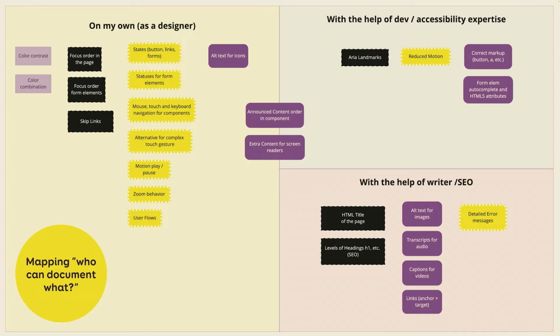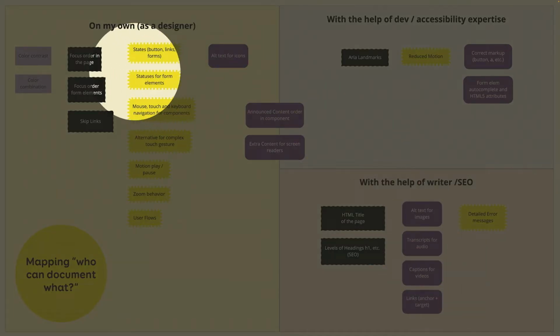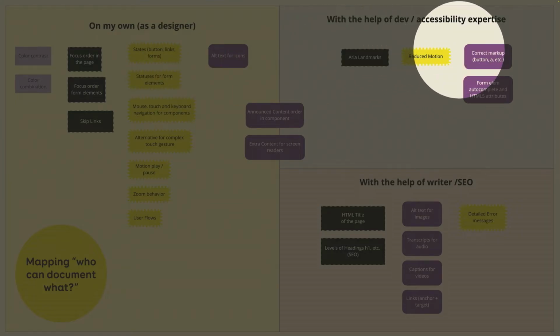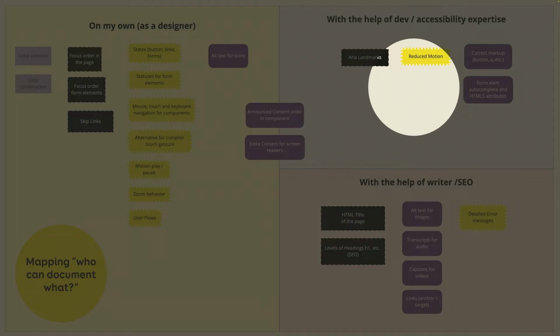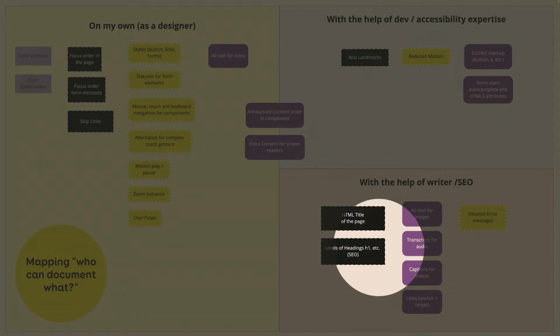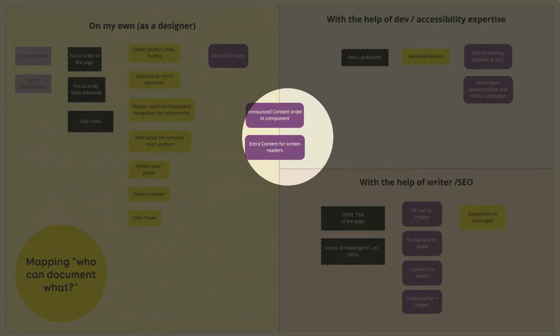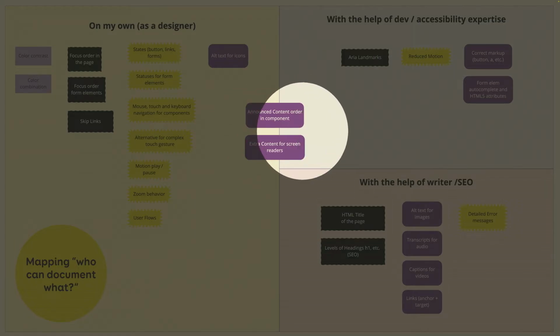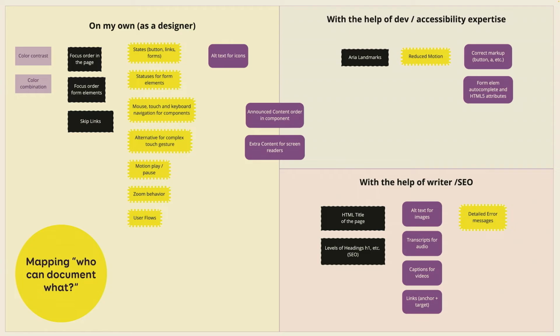So for me, what I did while preparing this talk is I tried to organize what can I as a designer document. And I built this kind of 3-quadrant matrix. So I have everything that I feel comfortable as a designer documenting myself. Then I have stuff that I need the help of developers and accessibility experts with. And I have the things I need the help of UX writer, SEO people to document. And I have some things in the middle, which is, it depends. Maybe if I read a little bit, I can document on my own, but I would prefer to have the help of experts. So I really like this matrix because it shows what I can do.